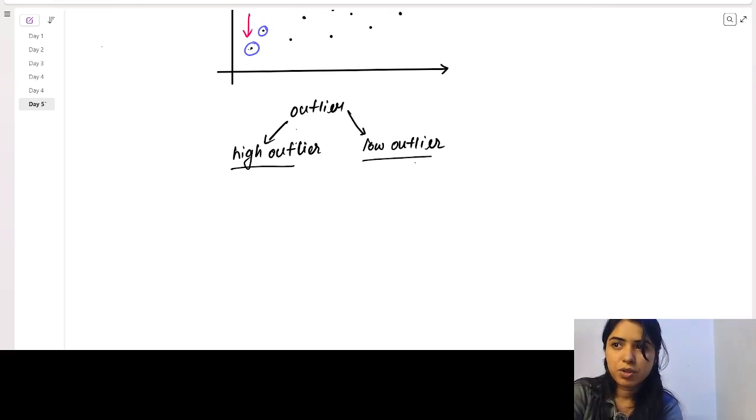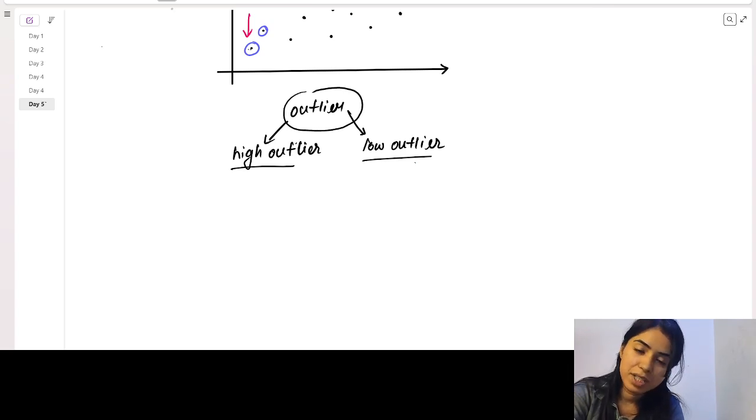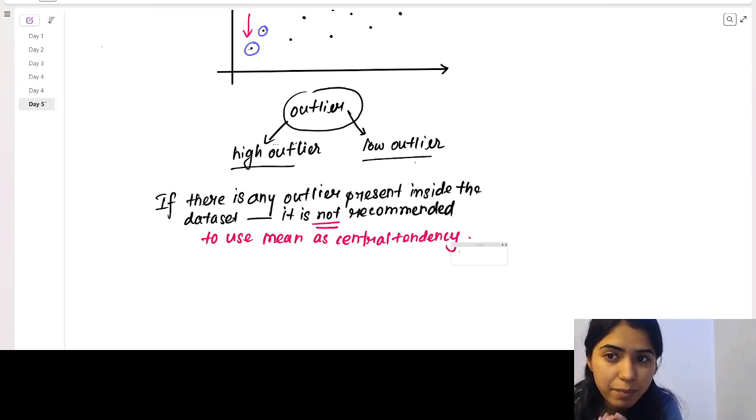If any outlier is present, the mean will be affected. So if we have outliers in our data, we will not take the mean as the central tendency measurement. For that we have other options, the median and the mode, which you will see in the next videos. As a conclusion, if there is any outlier inside the dataset, it is not recommended to use the mean as a central tendency measurement. This is the disadvantage of the mean.